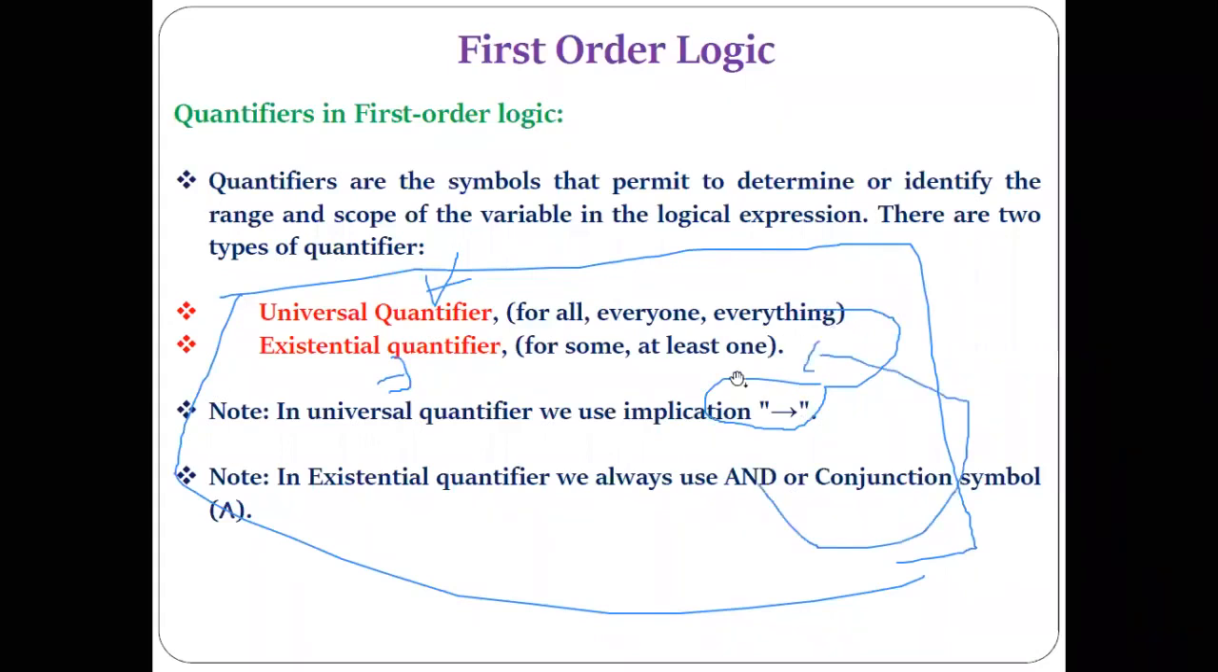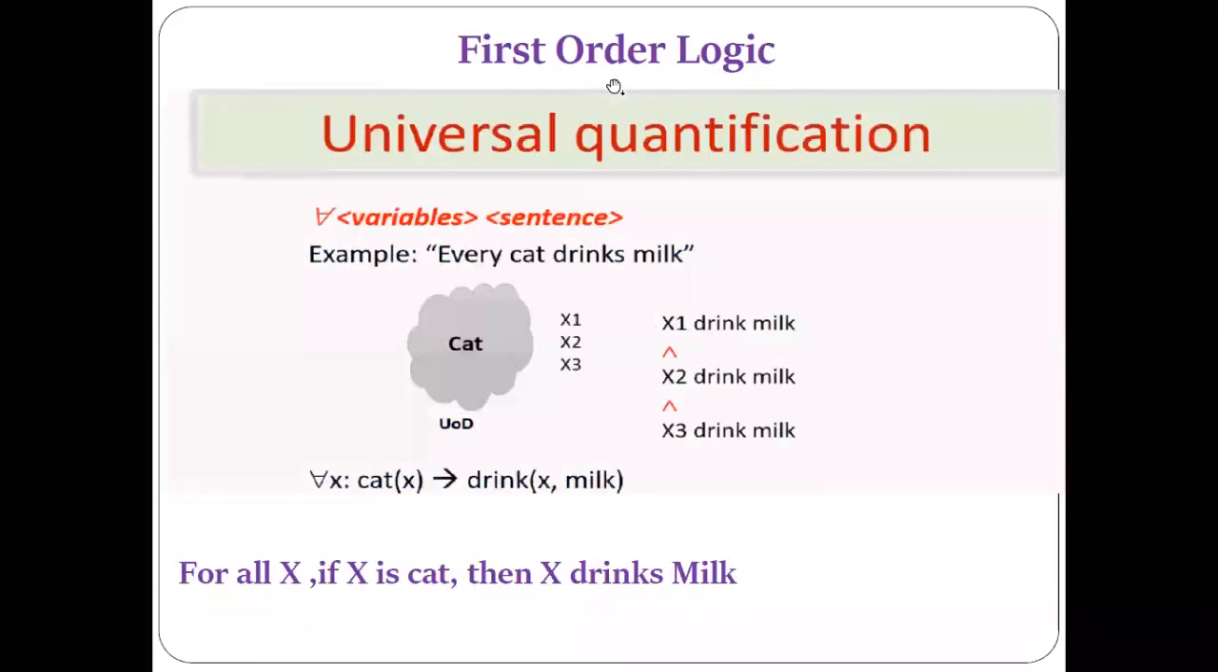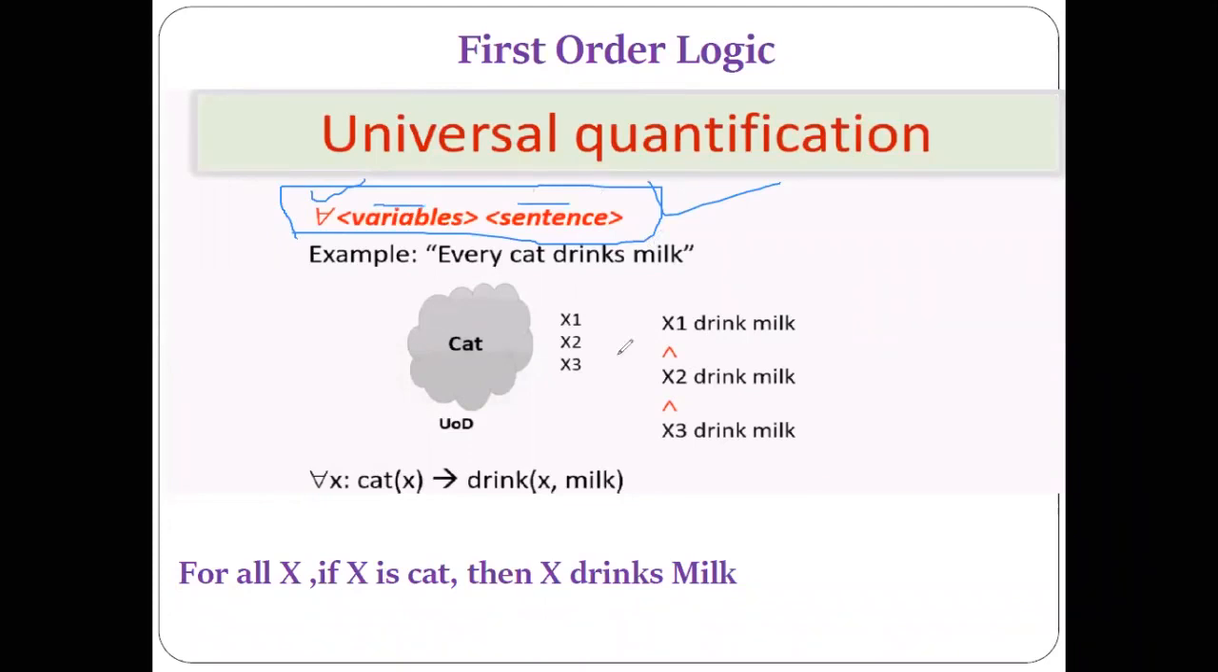Okay, now let's see an example of this. This is the general format of writing logic using the universal quantifier: the universal quantifier symbol followed by a variable and the sentence. Keep this in mind. Let's check out the example. This is the example: every cat drinks milk.